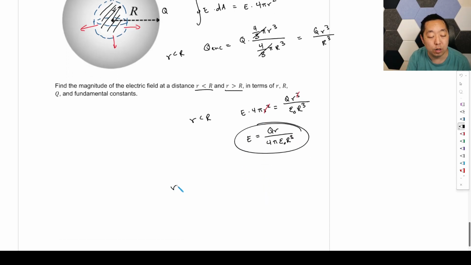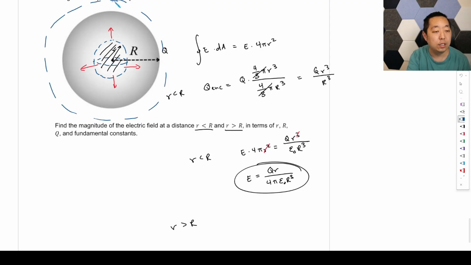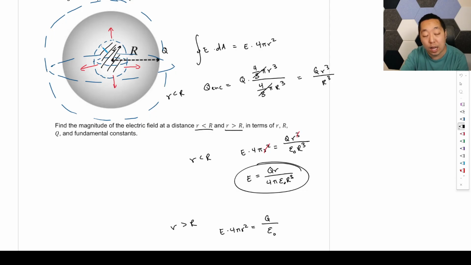Okay, now what about when r is greater than big R? So now if we take a spherical shell outside of here, what's different? Well, the electric flux calculation is the same. It's still going to be E times 4 pi r squared, but the enclosed charge now is just the entire sphere, which contains Q, right? So the enclosed charge is just Q over epsilon naught. Remember before, it was just a fraction of the charge because we've only enclosed a portion of the sphere. Now we've enclosed the entire sphere. We get the entire charge, and so the electric field then ends up being Q over 4 pi r squared epsilon naught.